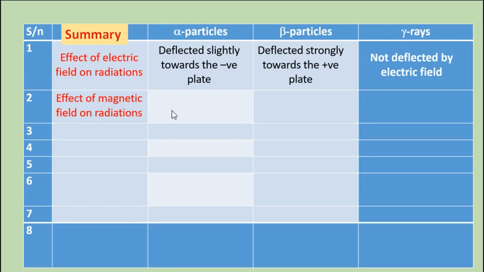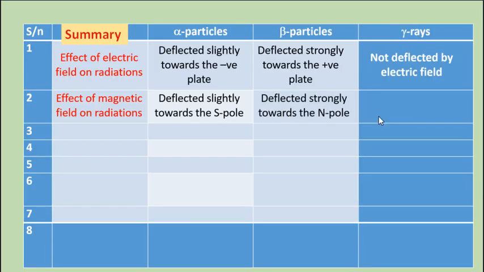Now, we look at the next one. Effect of magnetic field, just like electric field. Alpha particle is deflected towards the south pole. Beta particle towards the north pole. Gamma radiation is not deflected.